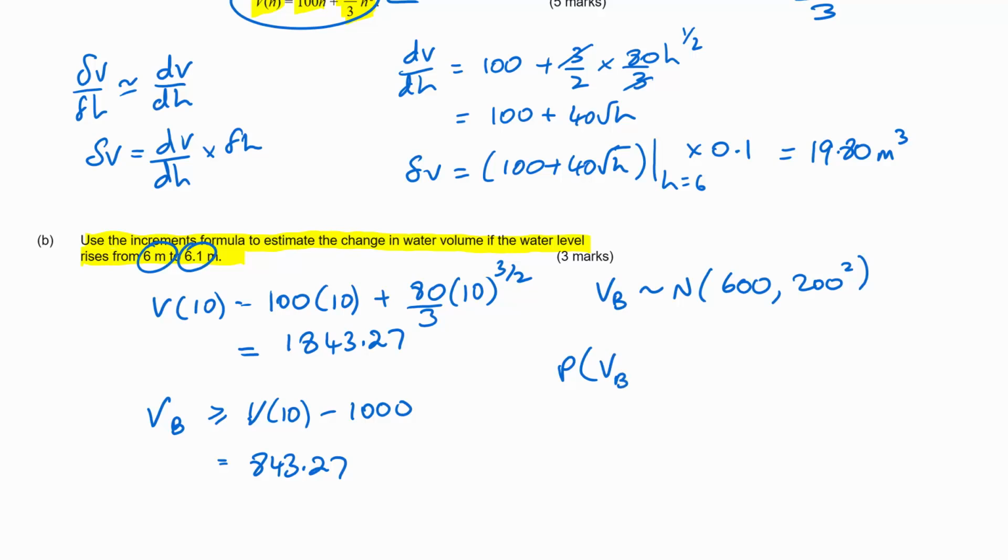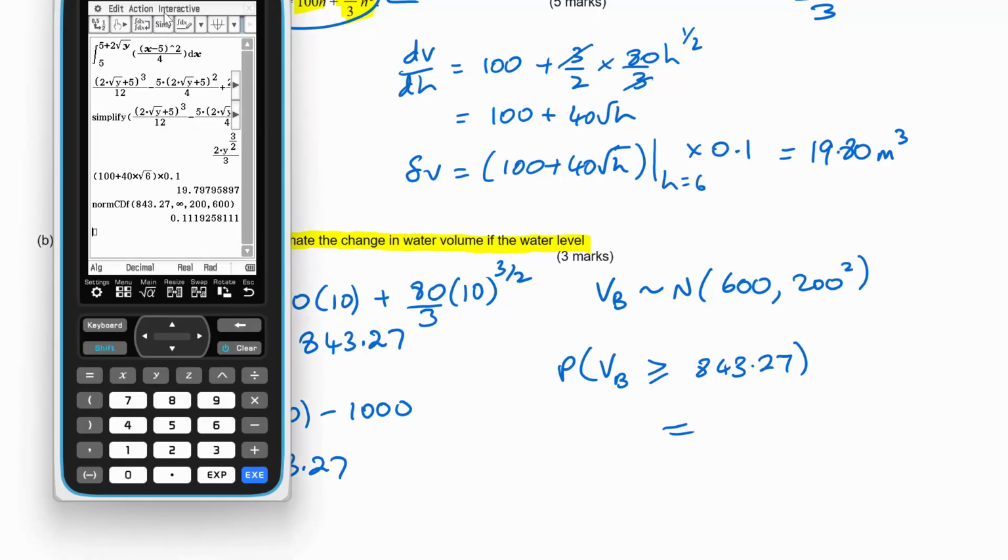And we're told VB is normally distributed with mean 600, standard deviation 200, and we're just after the probability that VB is greater than or equal to 843.27, and I believe I calculated that earlier as well. So it's just an interactive distribution, continuous, normal CDF. That was CDF, not PDF, but anyway, normal CDF. You can see I put in 843.27 to infinity with a standard deviation of 200, mean of 600, and we get 0.1119.